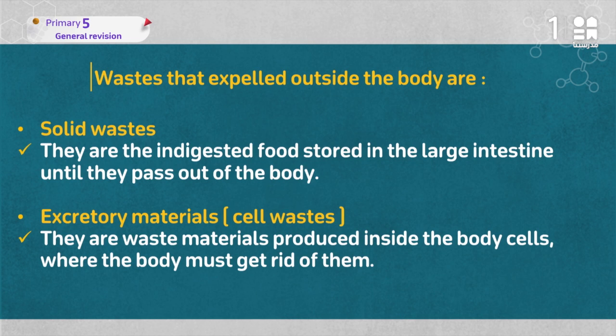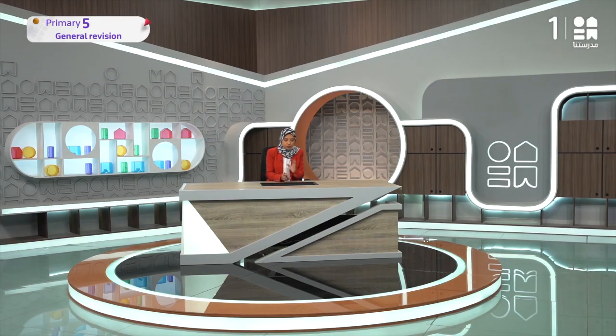Solid wastes, they are the indigested foods stored in the large intestine until they pass out of the body. لغاية ما تخرج ونتخلص منها. طيب والexcretory materials هي تعتبر the waste materials أو cell wastes, waste materials produced inside the body cells until our body gets rid of them ولازم نتخلص منهم.